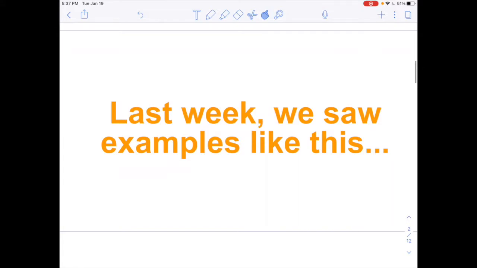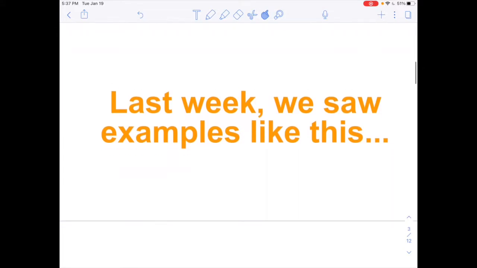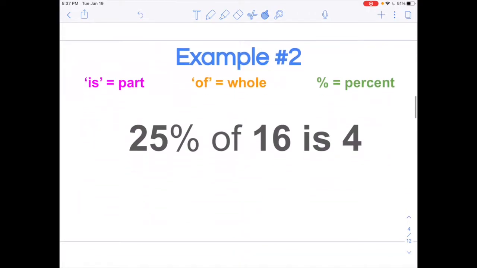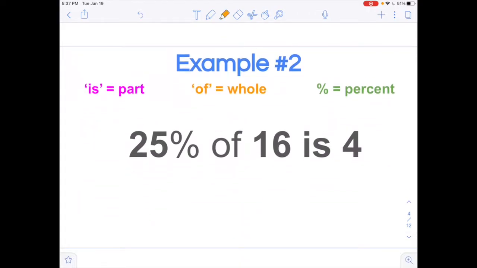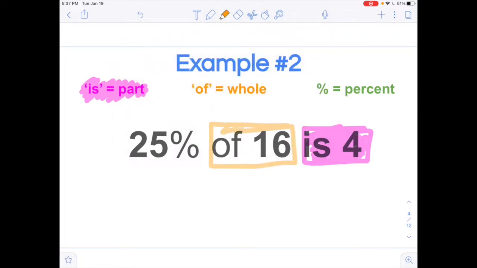Last week we saw examples that looked like this. Remember, I did some highlighting. So we found the word is, and we said the number that goes with the is our part. And then we found the word of, and said of is a signal word for the whole. And then the percent was a little bit easier for us. We were looking for the percent sign. So we looked for these signals to help us figure out how to set a problem up.